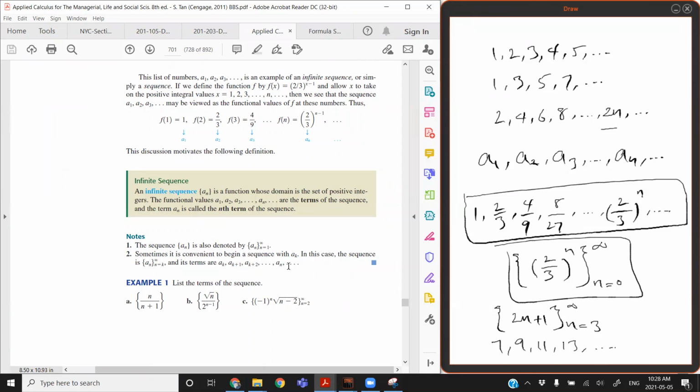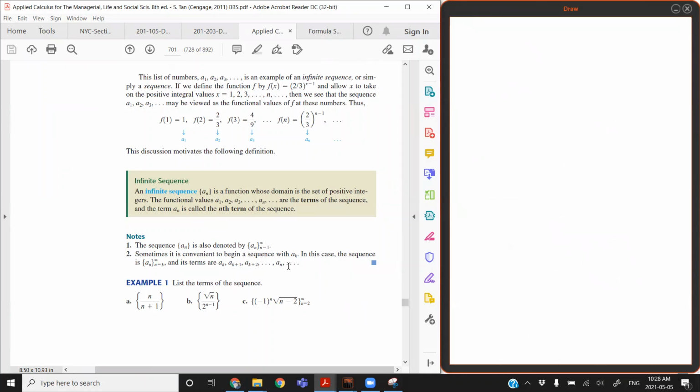Example 1, it says list the terms of the sequence. So here we have some sequences, n over n plus 1. If nothing is mentioned about where the index starts, we're just assuming that it starts at 1, because that's the convention. So I assume that n begins at 1. I plug in 1, I get 1 over 2 for the first term. Then I plug in 2, I get 2 over 3. Then I plug in 3, I get 3 over 4, and the pattern continues. So those are the first 3 terms of the sequence in part A.